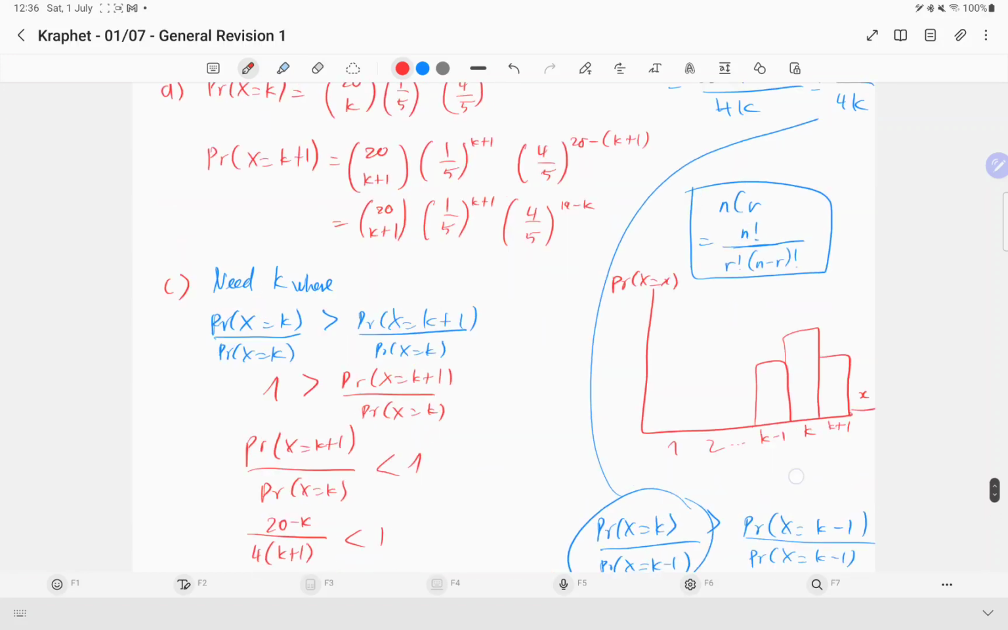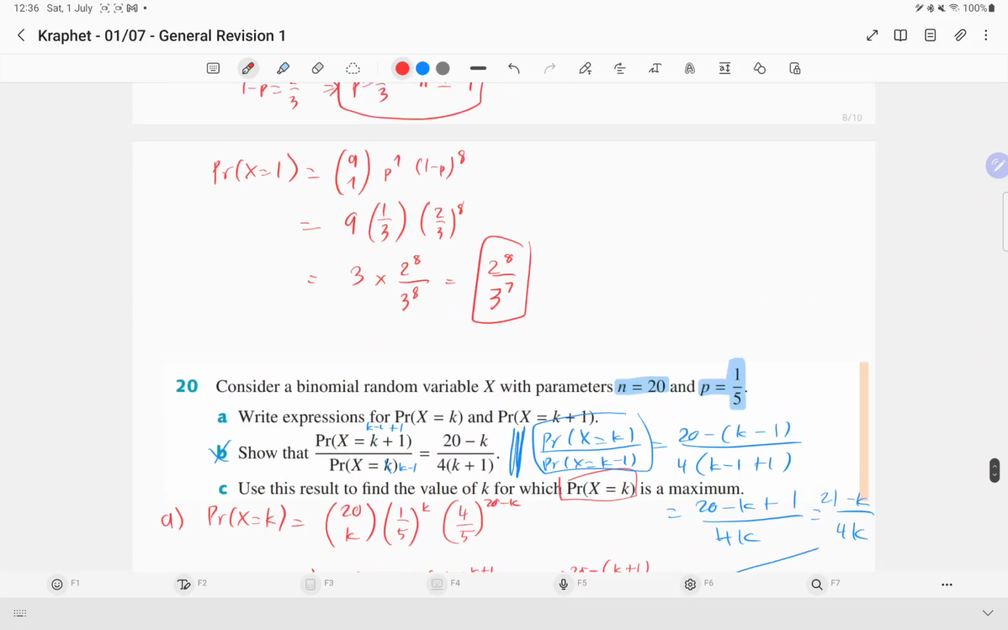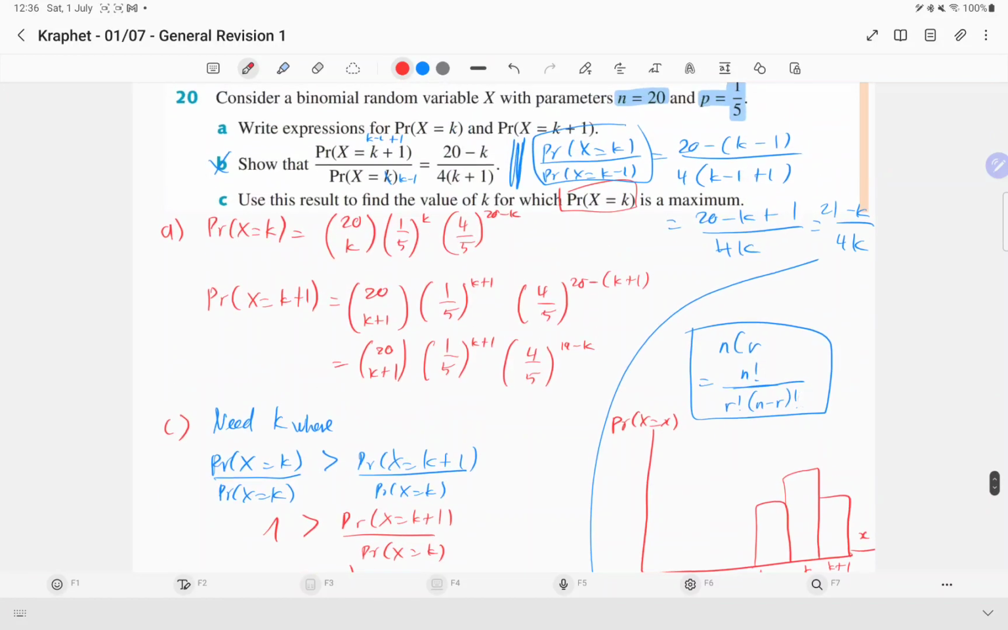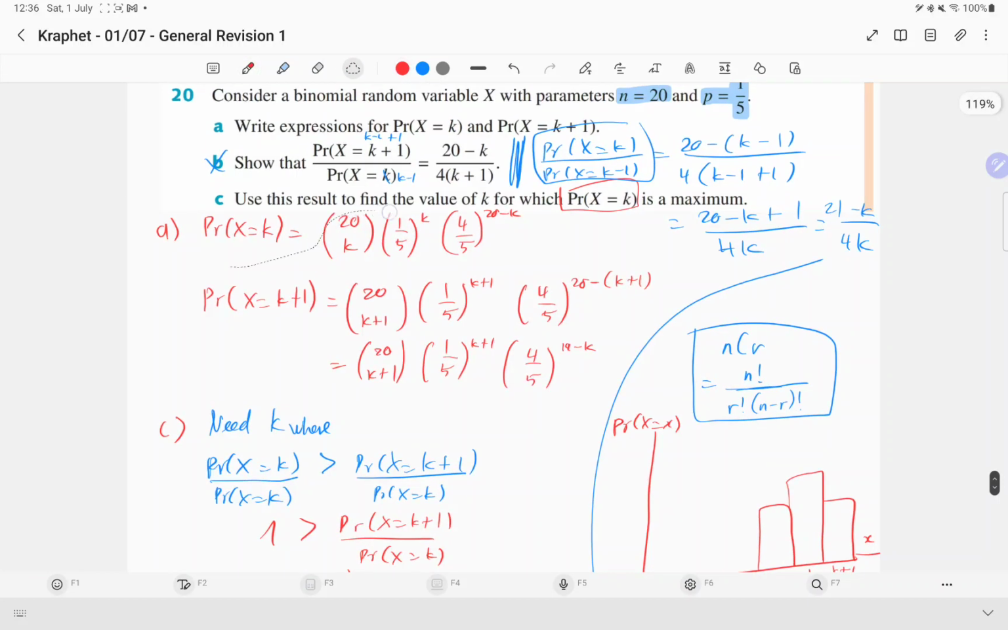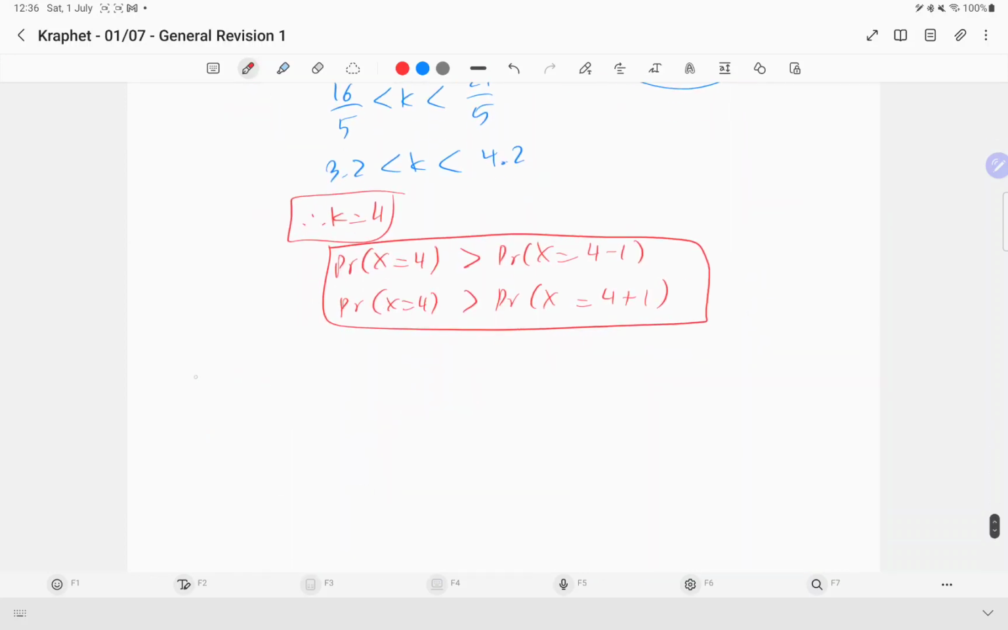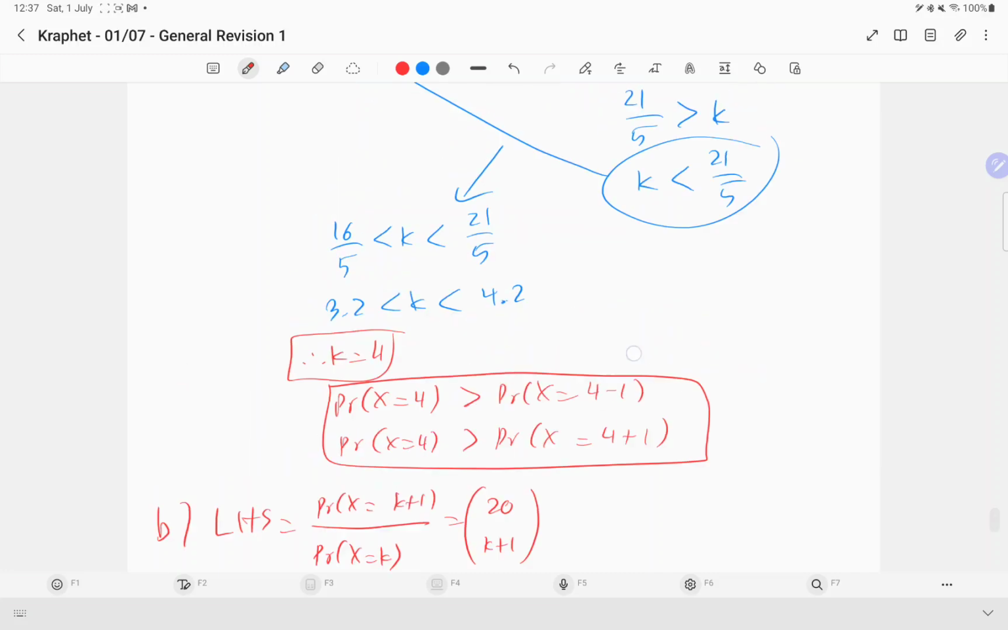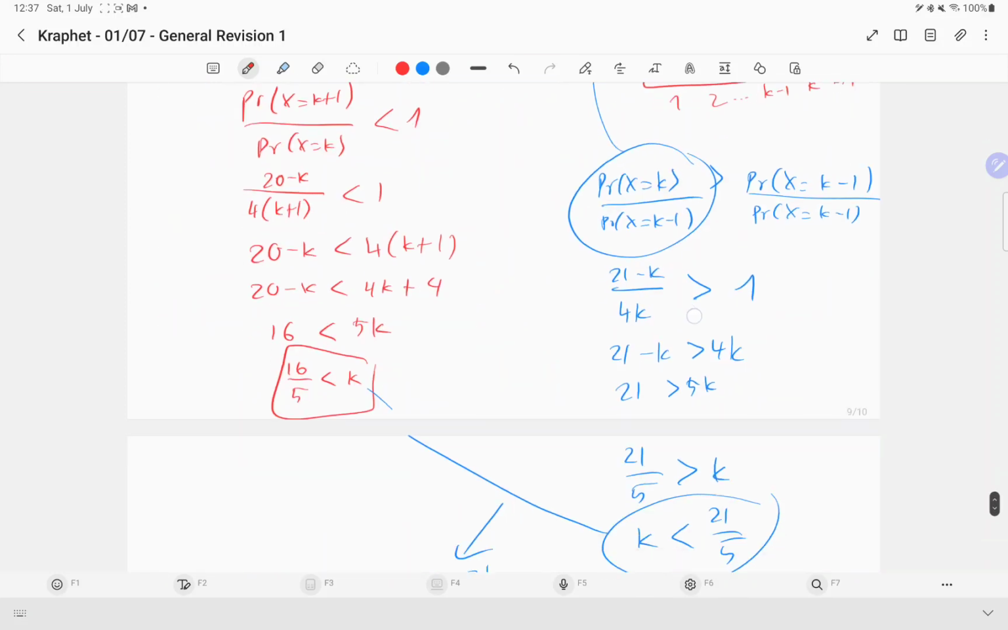So this one is definitely a complex one. Still have another question, B. It's tricky. I'll attempt to go through question B for you guys. So question B: the left hand side equals P(X=K plus 1) over P(X=K). And remember the K plus 1 was, I think, 20 choose K plus 1, and then the probability was 1/5.